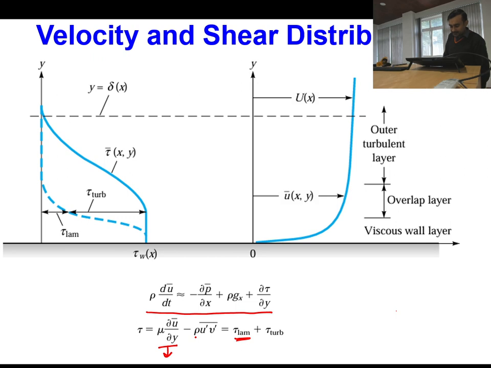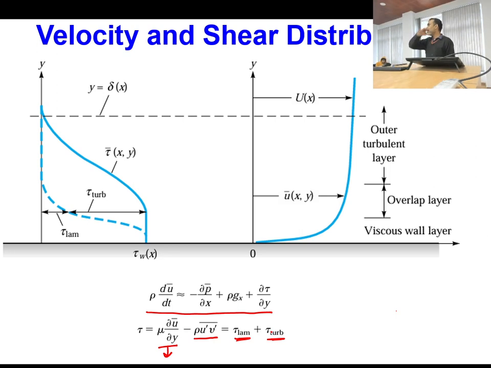Okay, and this rho u dash v dash is the turbulent component, which I am writing as tau turbulent. Up to this point, is it clear? If I consider one-dimensional flow, turbulent flow close to a wall, only, as I am specifically mentioning, my mean flow is only one-dimensional.